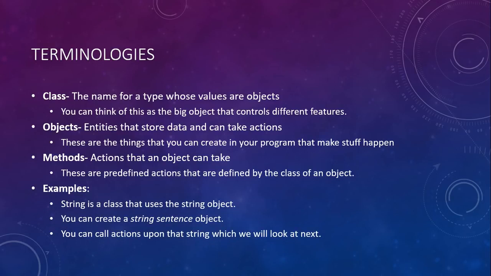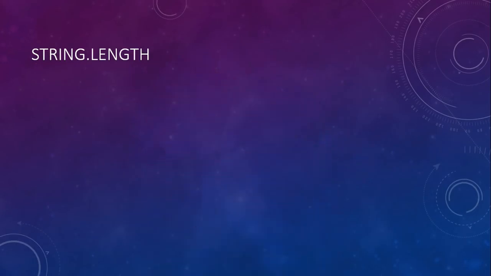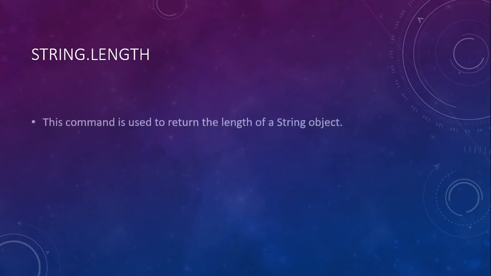For example, String with a capital S is a class that uses the string object. You can create a string sentence object, and then you can call actions upon the string, which we're going to look at next. So one of the first methods, or first actions, that we can work with here is string.length.